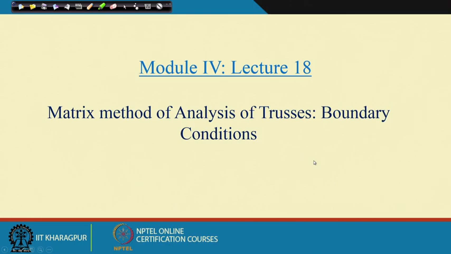Hello everyone, let us continue what we have been doing in the last two classes. We are trying to understand the matrix method for analysis of truss. Today's topic is again the application of boundary conditions.